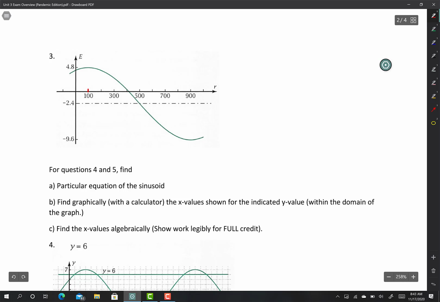So this peak is at 100, and I see a minimum at 900. That's 50% of a cycle, or 50% of a period, if you want to say that. So then I know the difference between 900 and 100 is 800. So the period is 1600. So that's how long it's going to take for me to go to another peak. So at 1700, I have another peak.